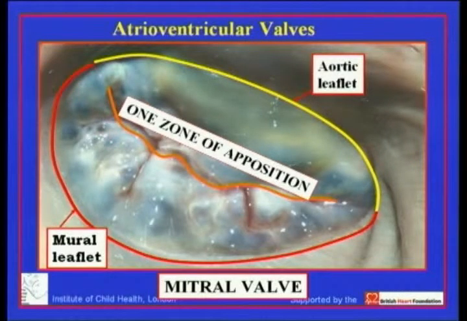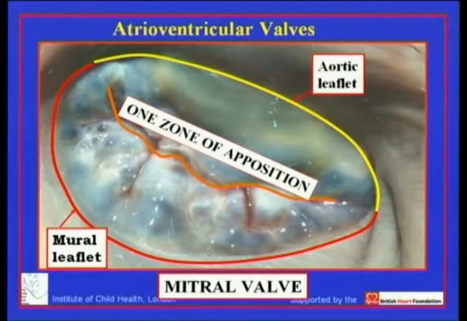Now, if you look at the textbooks, you will see the ends of this zone of apposition marked as the commissures. In reality, however, the entirety of this zone of apposition is a commissure. Because what does commissure mean? Those of you with an Italian background will know that commissure means a line of union, a junction, or a seam. So logically, the mitral valve should have only one commissure. Any structure with two moving parts can only have one zone of apposition between them.